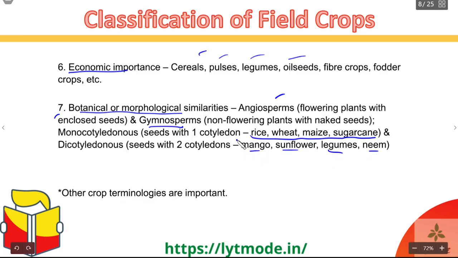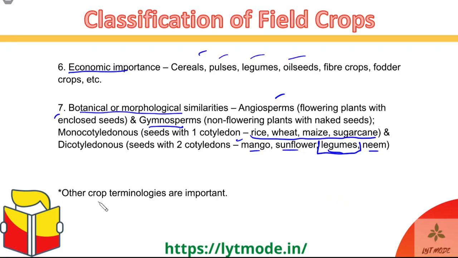Now, mango and most other plants in this list, except for legumes. Legumes are still easy because you can actually see the legumes having two cotyledons, but mango, sunflower, and neem somehow become tricky for students. So you actually have to remember that these are not monocotyledonous; they are dicotyledons.